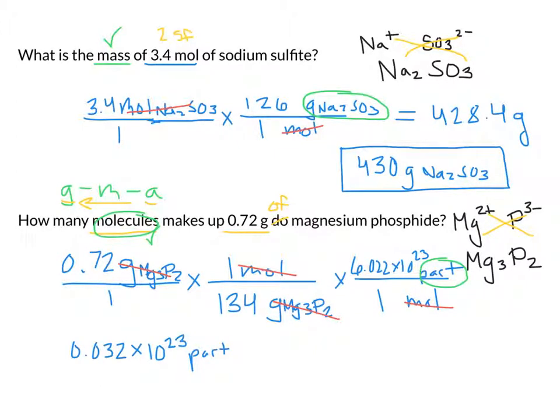All right, this is the value I got in my calculator. And what I did is I just multiplied my regular numbers. I brought my 10 to the 23rd down, and then I multiplied 0.72 times 6.022. Then I divided that number by 134, and this is what I got. This is not technically correct scientific notation. This is not technically the final answer.